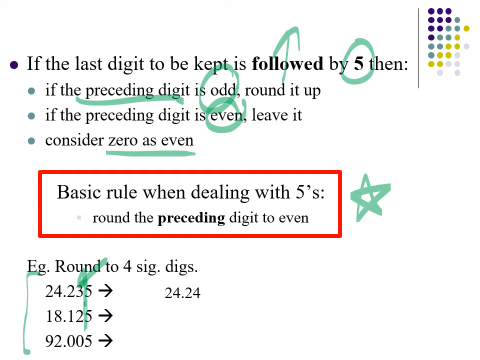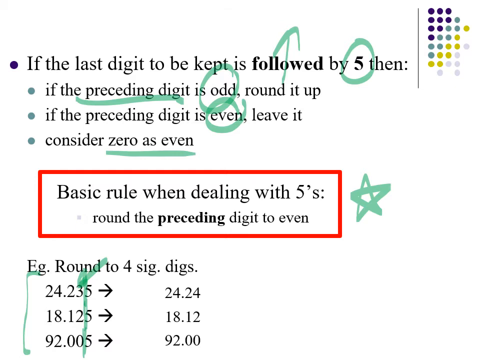We've got a 2 in front of it, which is already even. So we're just going to leave it as that to get to our 4 significant digits. And the last one here, again, the 5, we're going to round to even. 0 is considered even. And so we're going to leave that at 92.00.